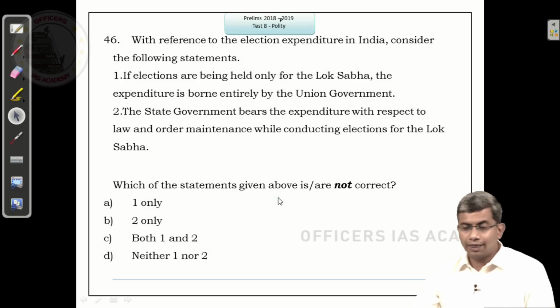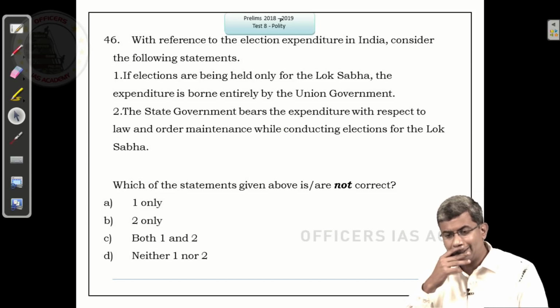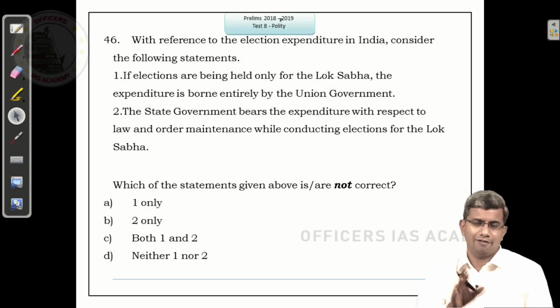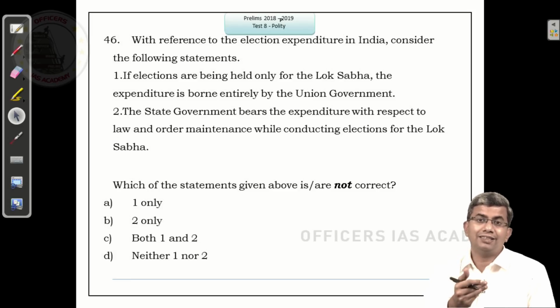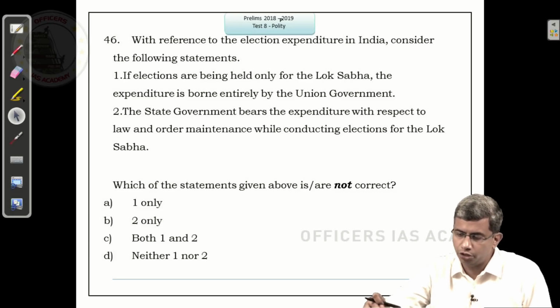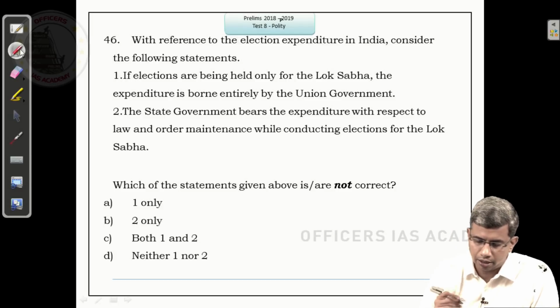With reference to the election expenditure in India, consider the following statements. If elections are being held only for the Lok Sabha, the expenditure is borne entirely by the union government, logical. The state government bears the expenditure with respect to law and order maintenance while conducting elections to the Lok Sabha, that's also logical, right? This is based on the actual procedure which happens. And for state legislature elections, the cost of conducting the elections is borne by the state. If it is only to the Lok Sabha, it will be borne by the central government. So both the statements are correct here.